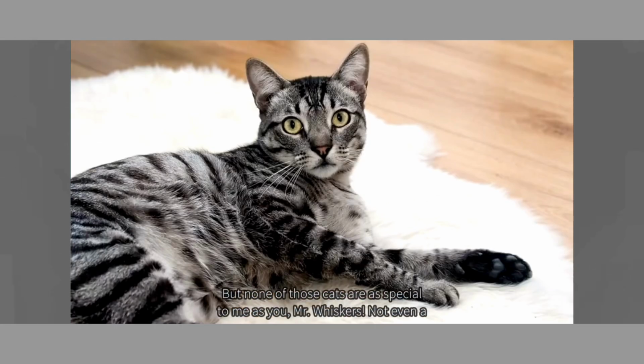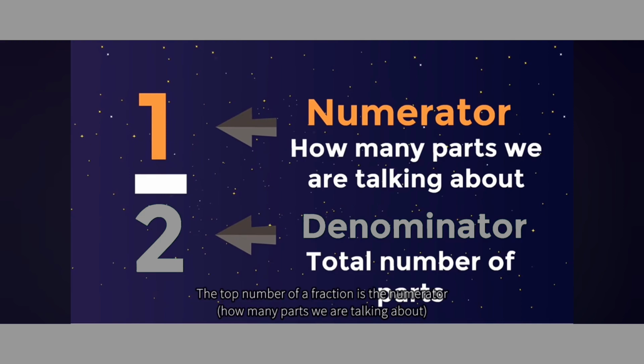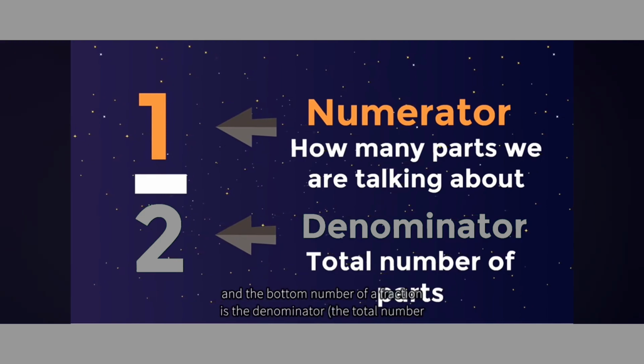Remember, the top number is the numerator, the parts we are talking about. And the bottom number of a fraction is the denominator, the total number of parts.